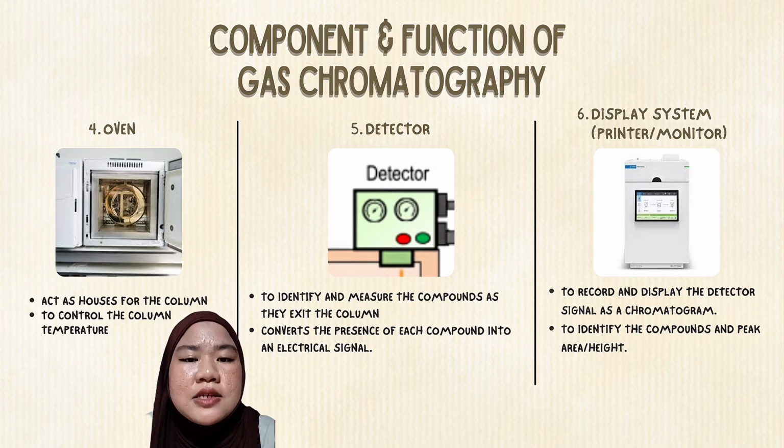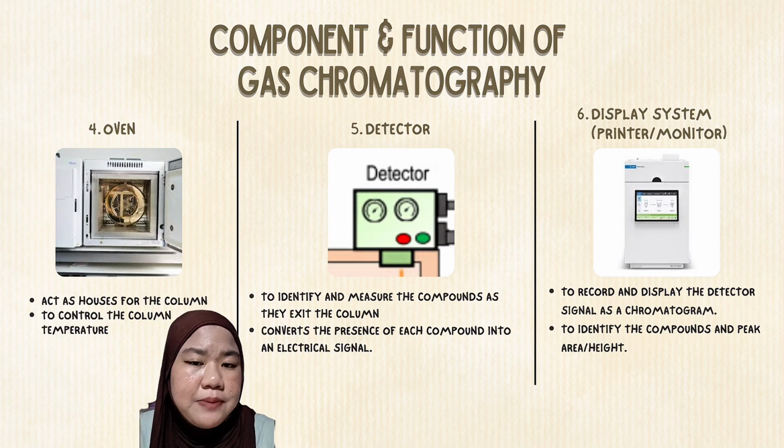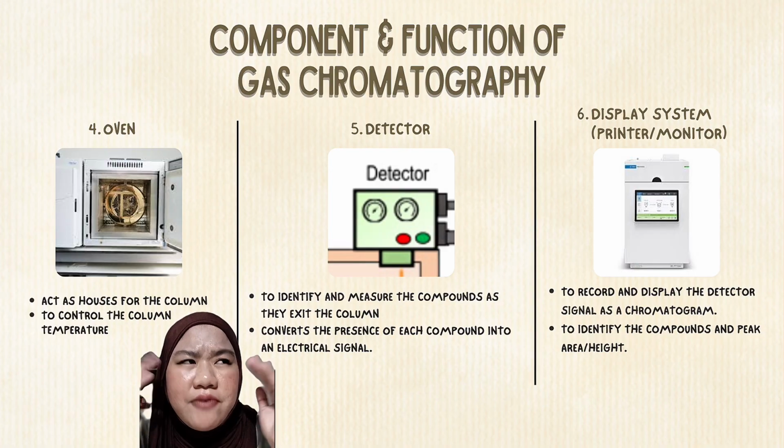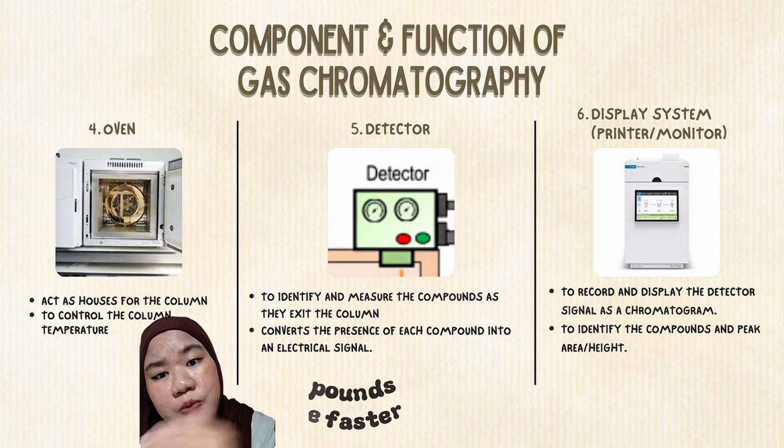Okay, moving on. So next, the oven. It houses the columns and controls its temperature. Temperature control is very important because it affects how fast compounds travel through the column. And higher temperature usually makes compounds move faster.